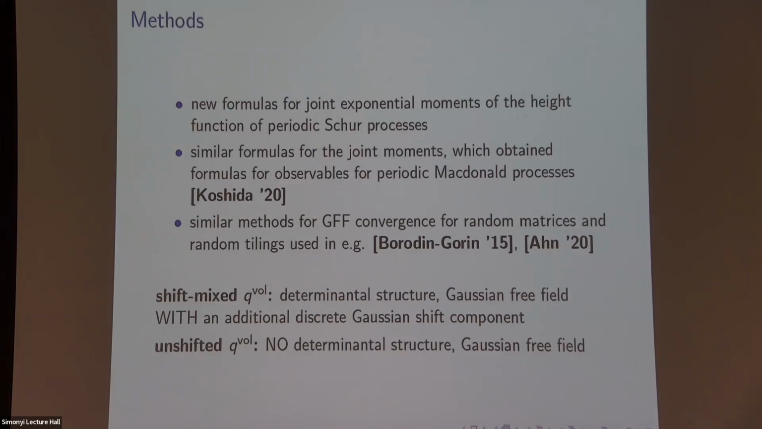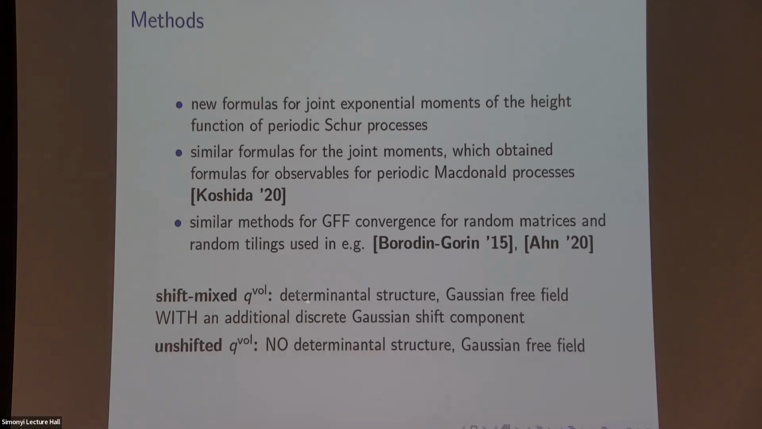Yet again, what is good about the shift-mixed q to the volume measure is that it has a determinantal structure. However, instead of just a GFF, we have a GFF with an additional discrete Gaussian shift component, and it's much harder to show the convergence of a GFF with this extra additional thing.